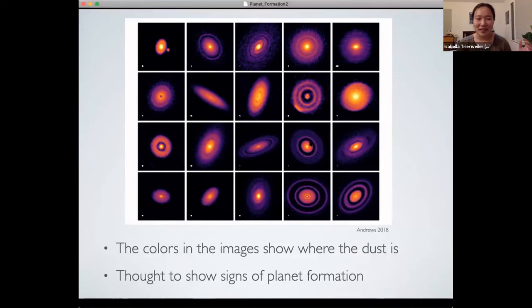One of the thoughts was that these kind of big empty rings were where a lot of the dust had already been collected into a solid body, and so it had just sort of cleaned out the entire ring around the star. So this was good evidence that at least something is happening early on with these disks around stars, and that the dust is in motion and starting to organize itself.